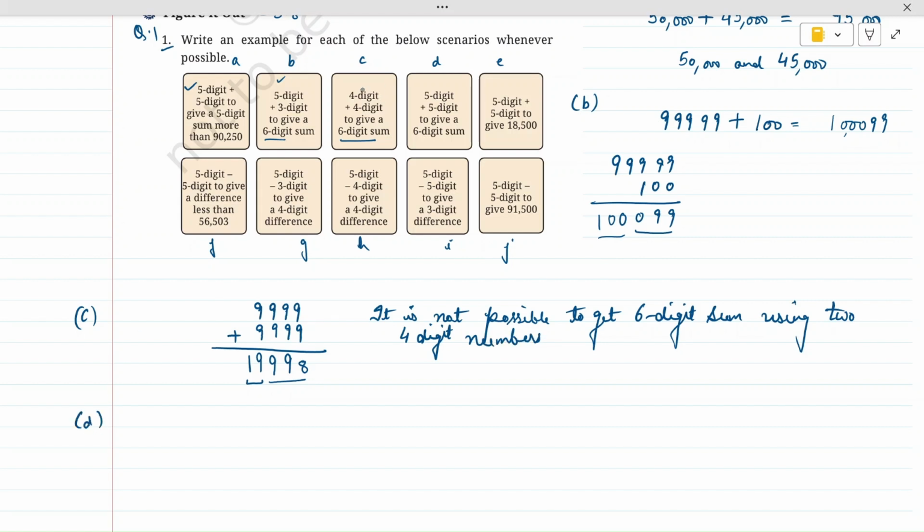Now let's move to the fourth part. What we have to do here is use a 5-digit number plus a 5-digit number to give a 6-digit sum. So we have to use two 5-digit numbers here to get a 6-digit sum. So kids, here we took this number first, the 5-digit number.